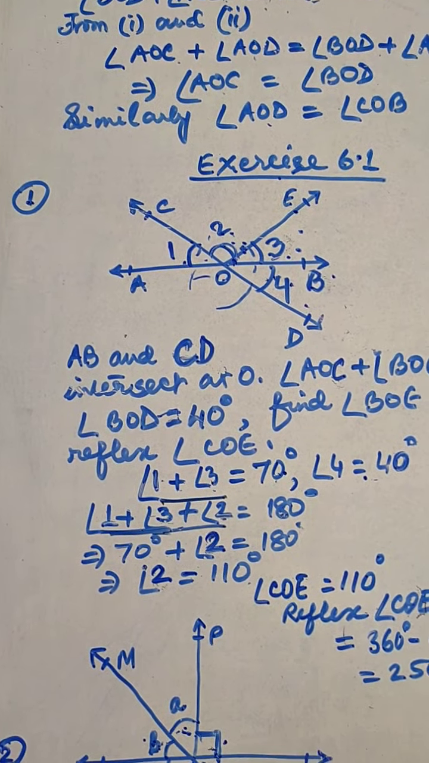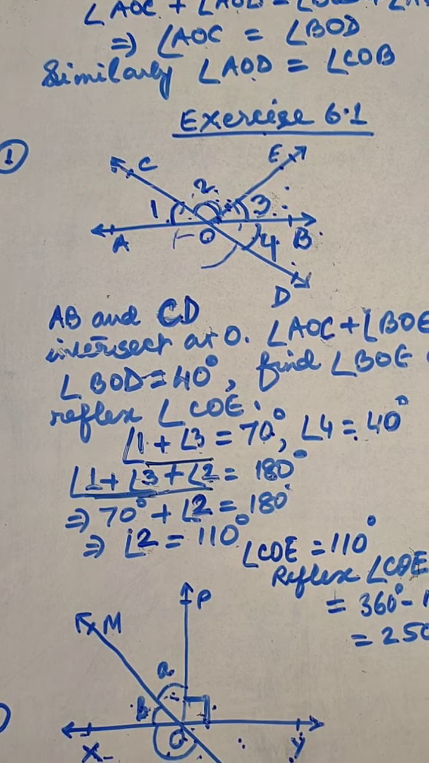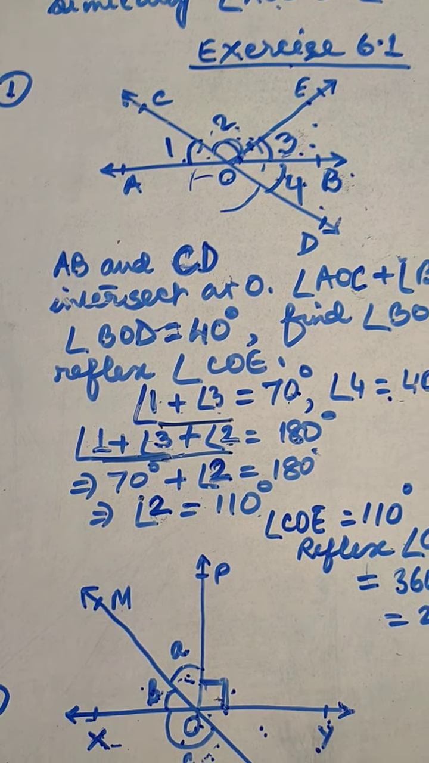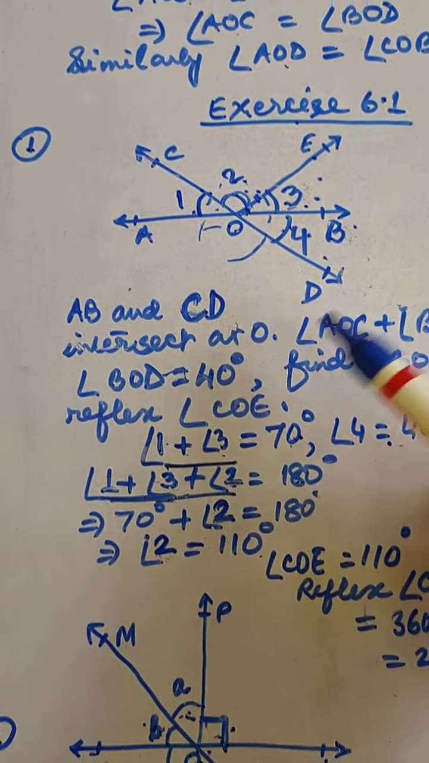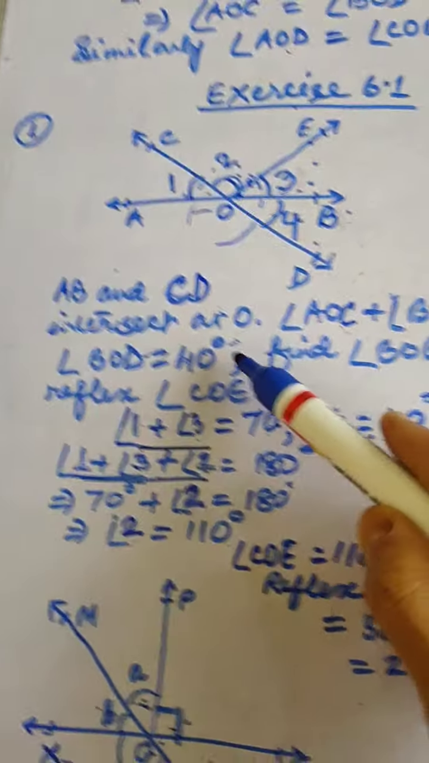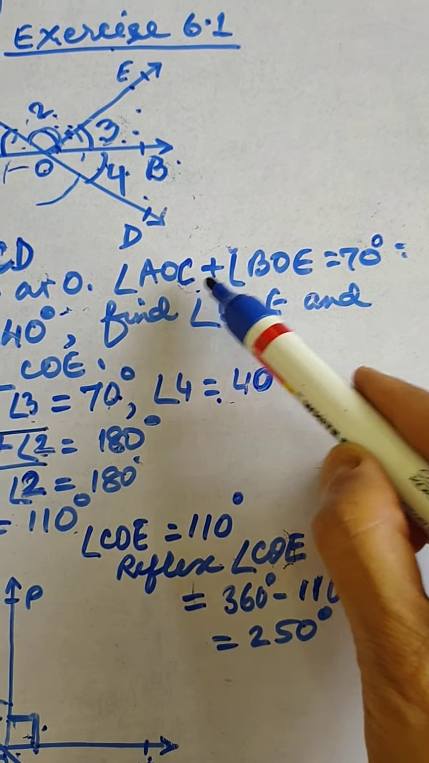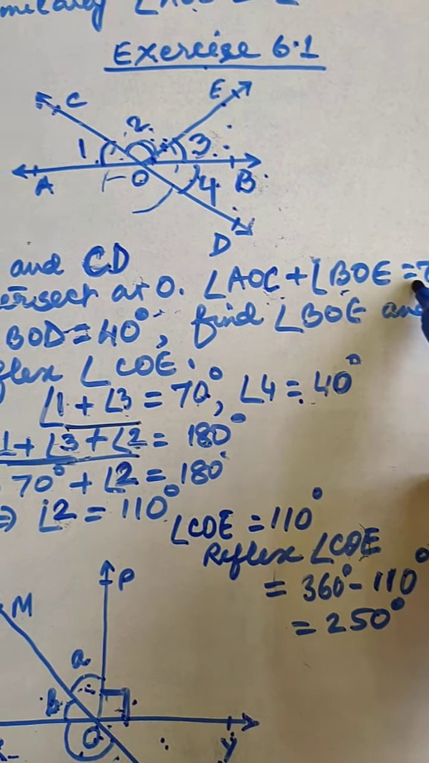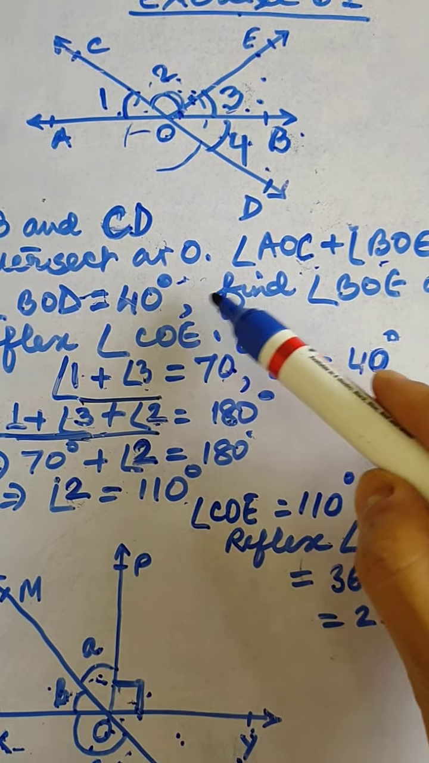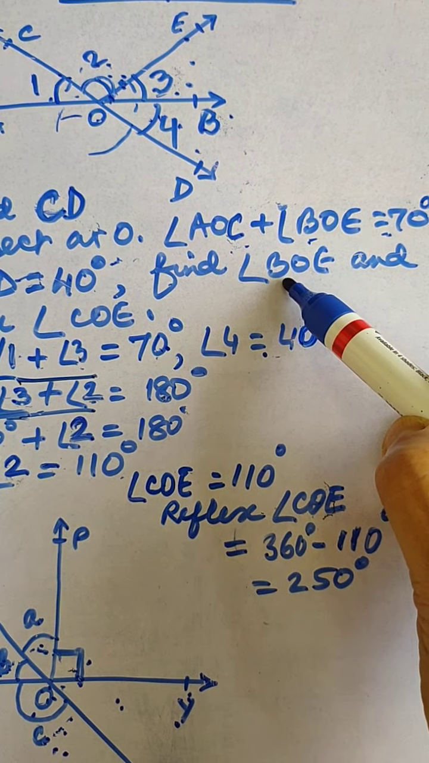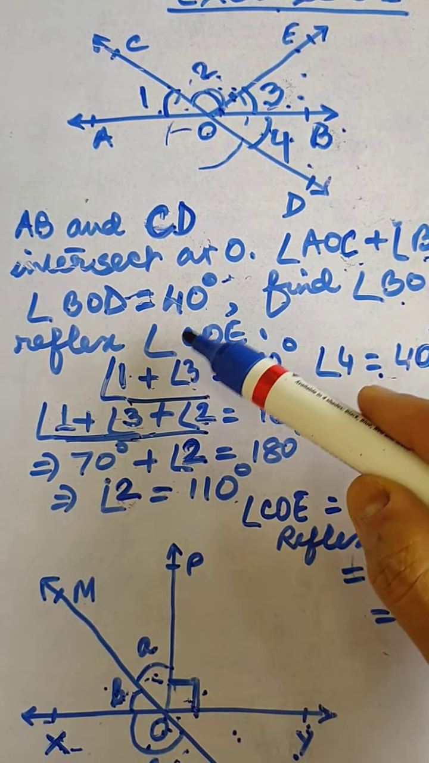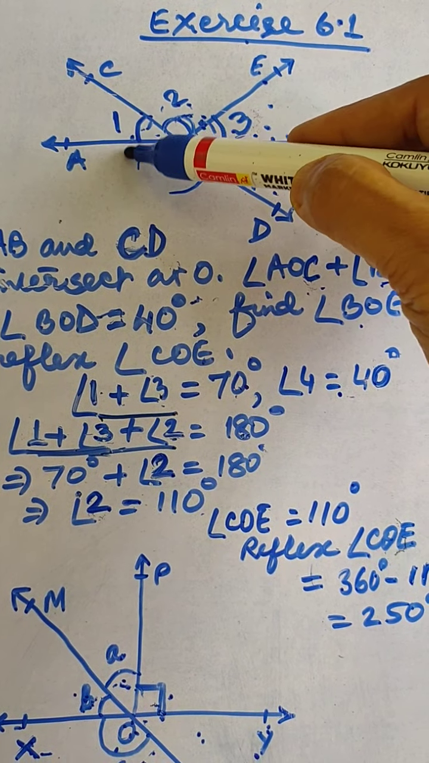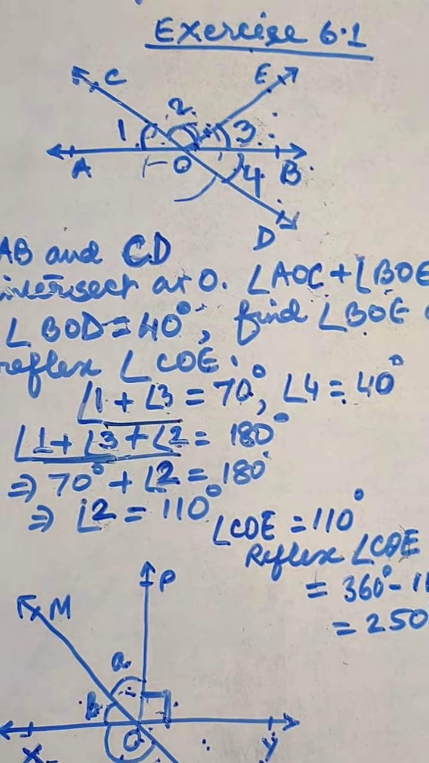Now, let us see question number 1 of exercise 6.1. So, the given conditions are AB and CD are two straight lines, they intersect at O. Also, it is given that angle AOC plus angle BOE equal to 70 degrees, and angle BOD equal to 40 degrees. We are to find angle BOE and reflex COE. Angle COE is this one. Reflex will be the angle outside it, this whole angle.